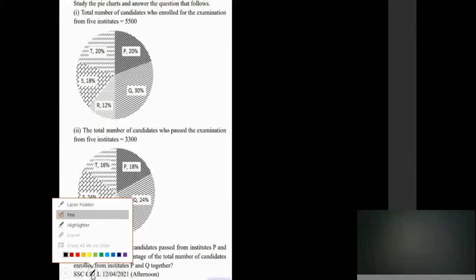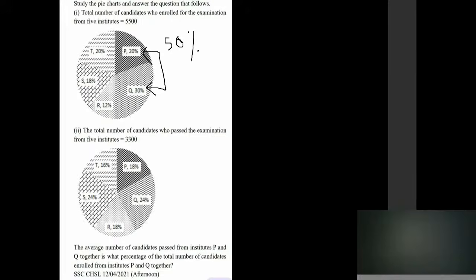Total 5,500 members are there. In that, we require about P and Q. So how many passed from P and Q is what percentage of total candidates enrolled in P and Q? Out of P and Q, if you observe, the P and Q value is 50%. 50% of the students enrolled in P and Q institutes out of 5,500. So 50% out of 5,500.